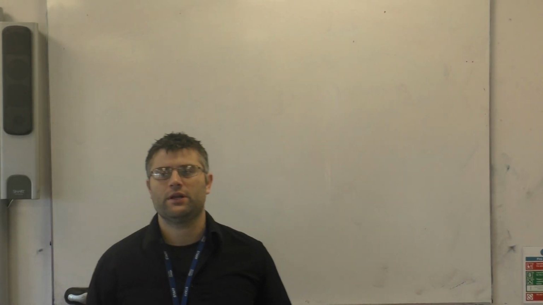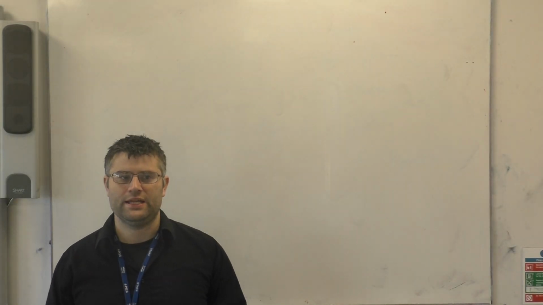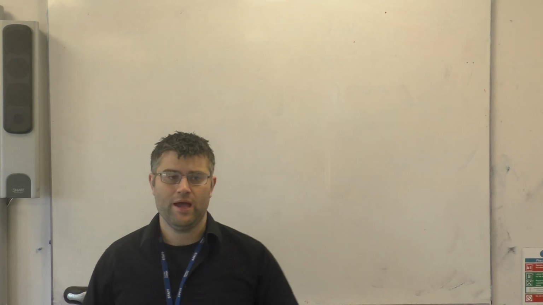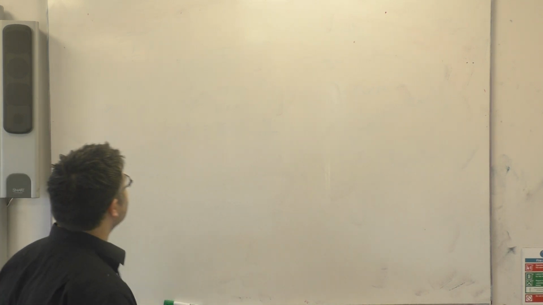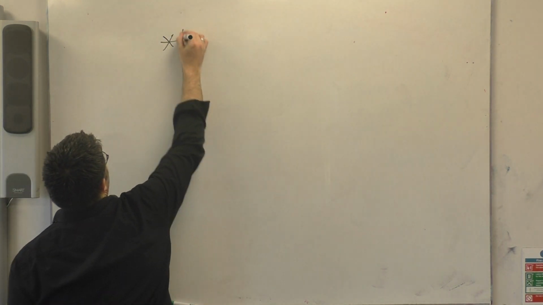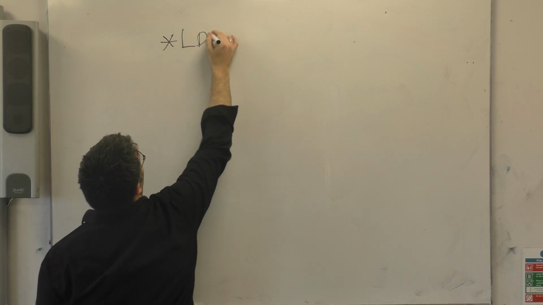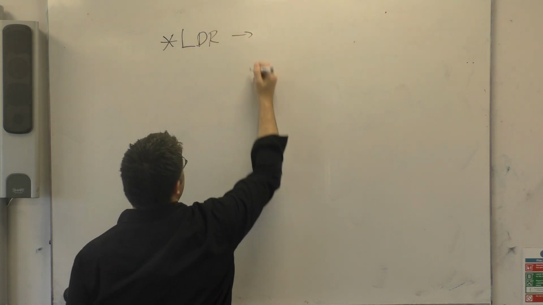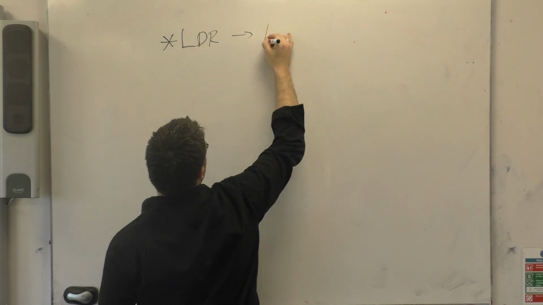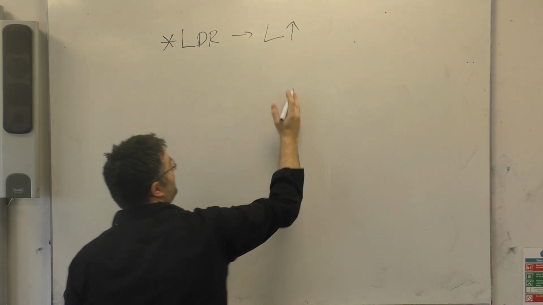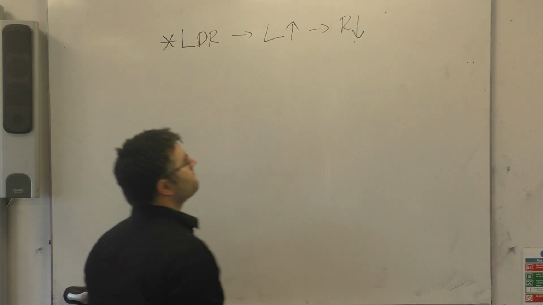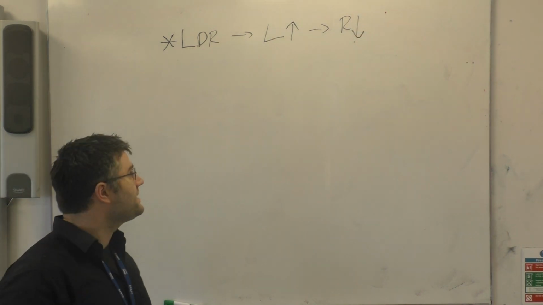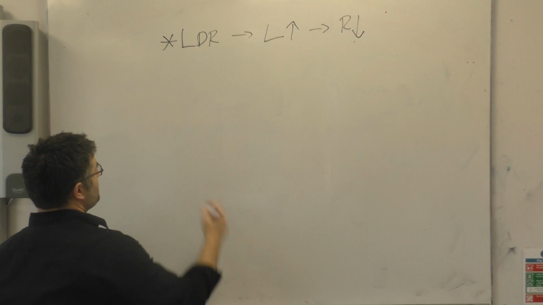Right, in this video we're going to look at potential dividers in terms of the components we're going to put in them to make them sensing circuits. Two of the components that we deal with regularly are LDRs. An LDR acts by, when you increase the light intensity, you decrease the resistance.